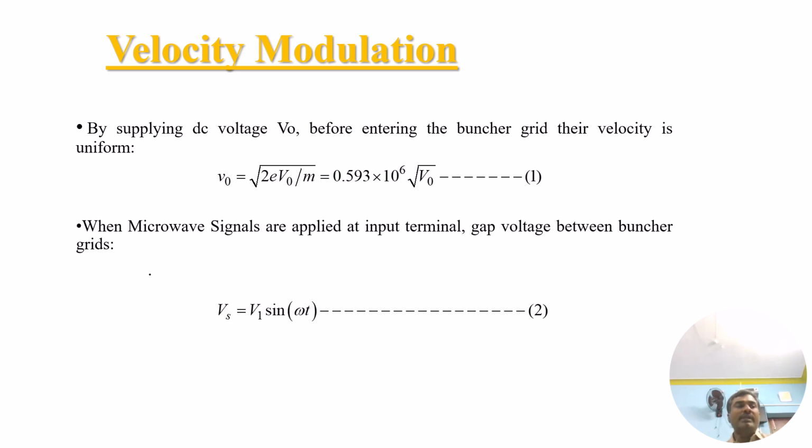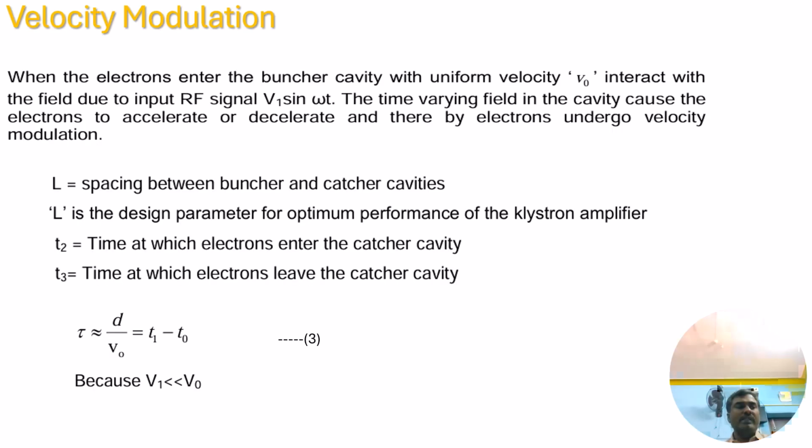Once the electron enters into the buncher cavity, the velocity of the electron is modulated due to the existence of RF voltage, and the instantaneous value of RF voltage is given by Vs equal to V1 sin omega t, which is represented by equation number 2. When the electron enters the cavity gap, it interacts with the RF signal and the velocity of electron is modulated. The velocity of electron is decelerated when it falls during negative half cycle of RF voltage. The velocity of electron is accelerated when it falls during positive half cycle of RF voltage.